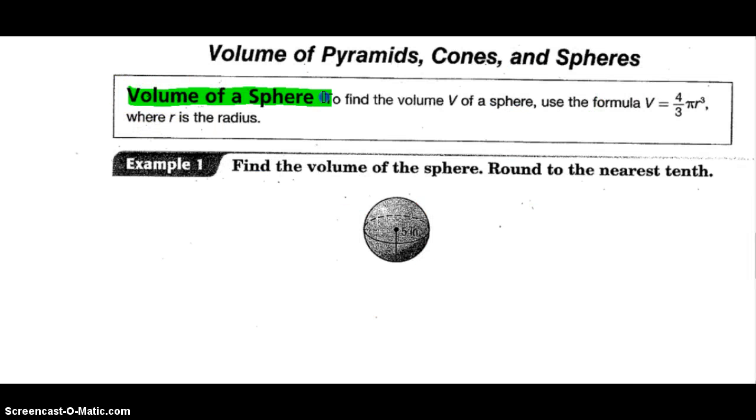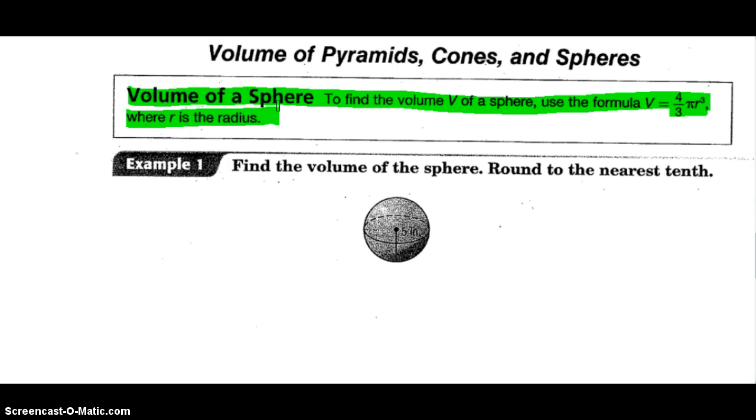The volume of a sphere: to find the volume of a sphere, you're going to take 4/3 of pi r cubed, and r stands for our radius. So in my picture it's very hard to see, but that is 5 inches for our radius. So it's going to be the volume of this sphere, 4/3 pi 5 inches cubed. And we'll punch the whole thing in our calculator.